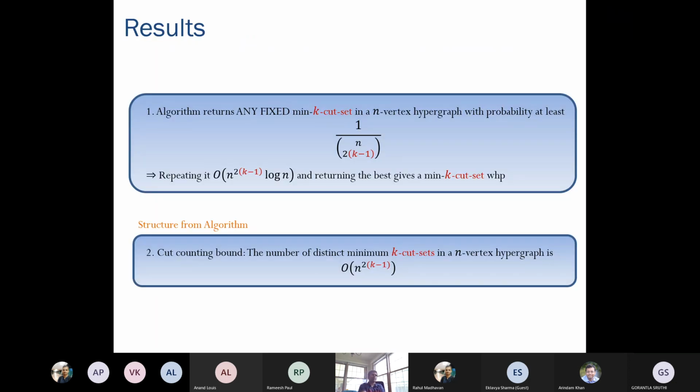And we can show that this algorithm returns any fixed min k-cut set in an n-vertex hypergraph with probability at least 1 over n choose 2 times k minus 1. So repeating this n raised to 2 times k minus 1 log n times and returning the best will give a min k-cut set with high probability. Recall that k is a fixed constant, so n raised to 2k minus 2 is polytime. And we get this structural result as well. The number of distinct minimum k-cut sets in an n-vertex hypergraph is order n raised to 2 times k minus 1.